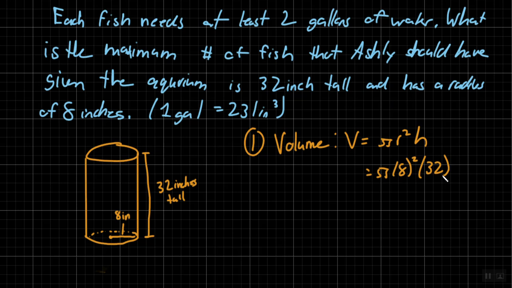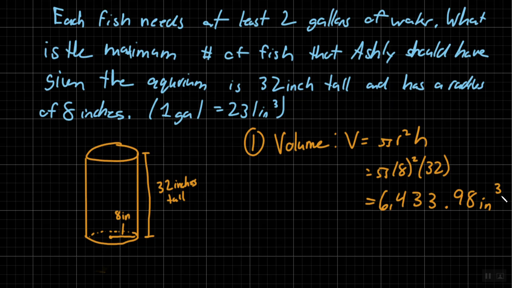I need a calculator for this part. Okay, you got a calculator on you? Want to borrow Lily's? Okay. I want to do 8 squared times 32, also times pi. So times pi. What did you get, Camille? We'll do 9.8, so I don't have to round up. Yep. 0.33 inches cubed. Boom. Okay.